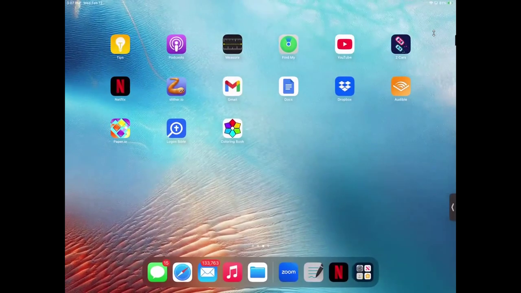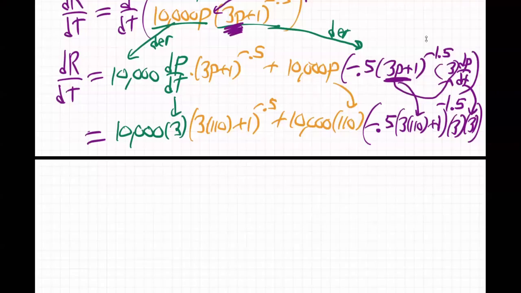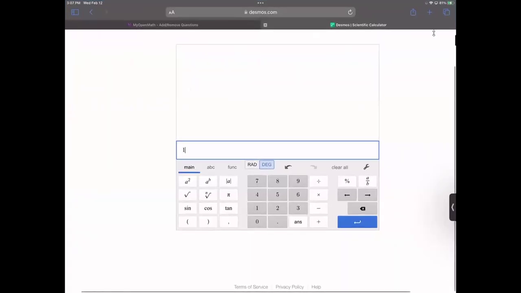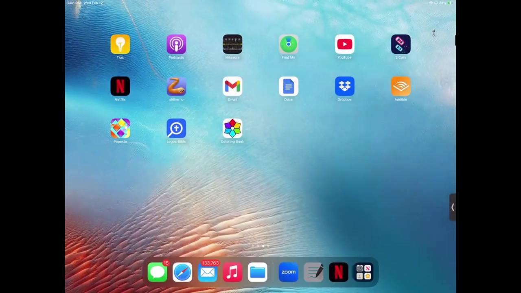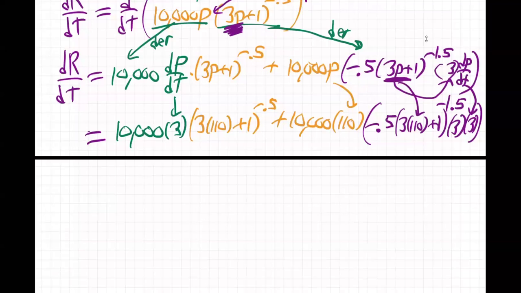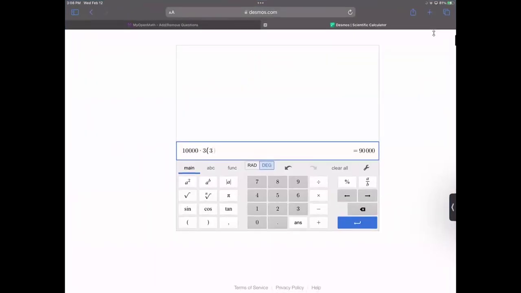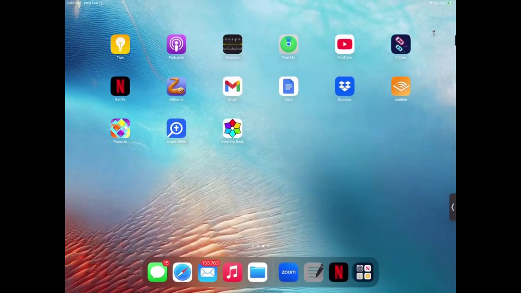I've already forgot everything. What is it? So it's 10,000 times 3, times 3 in parentheses. 3 times 110, that's 330. Let's do that by 330 plus 1. 331 to the negative 0.5. Let's just close this up. Negative 0.5. Okay. Let's keep going.